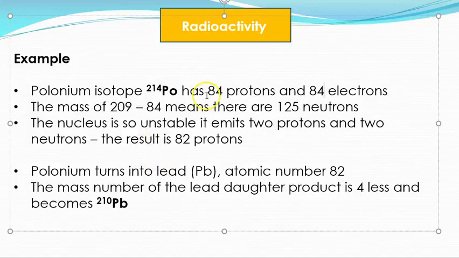The result is 84 minus 2, which leaves us with 82 protons. If you look at the chart, the atom that has 82 protons is lead, and lead has an atomic symbol of Pb. So the mass number of the lead daughter product is 4 less, 2 protons and 2 neutrons less. We originally had 214 Po, now we have 4 less in the nucleus, so we have 210 Pb.